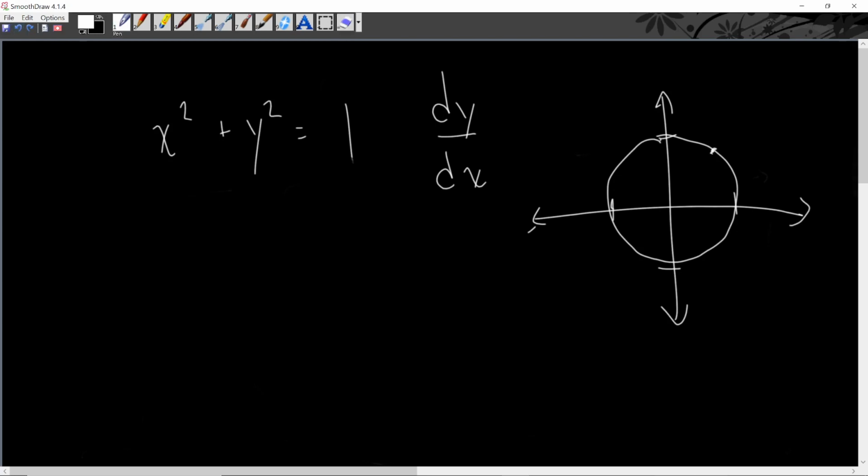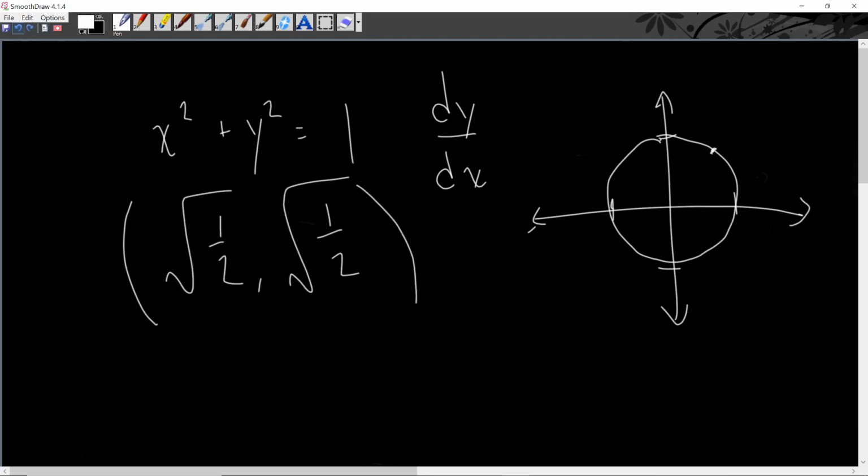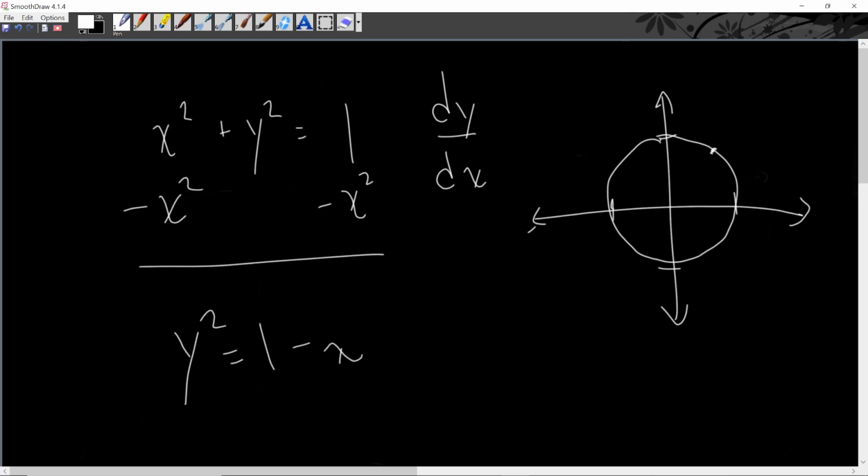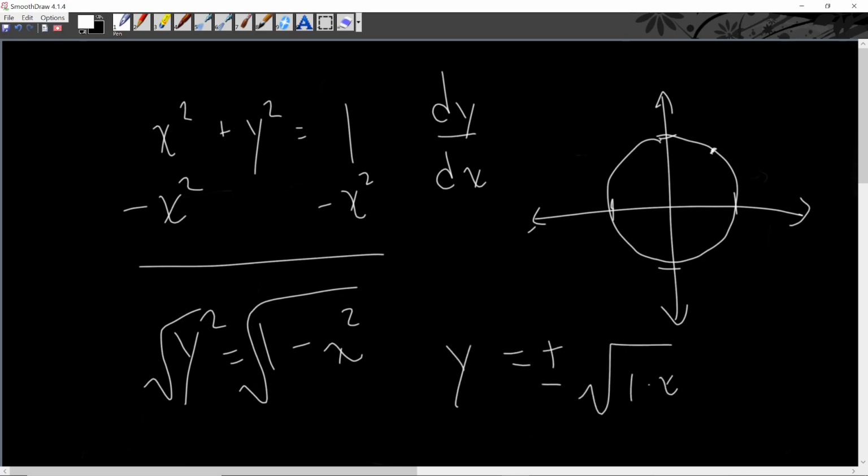Something that might look kind of like that if it was actually on the circle. So, yep, that would be a tangent line. And in order to do that, we have to find the derivative. And we could attempt to define y as a function of x. We can subtract x squared from both sides. We would have y squared equals 1 minus x squared. And then we can square root both sides, and we would get y equals plus or minus the square root of 1 minus x squared, which isn't differentiable.